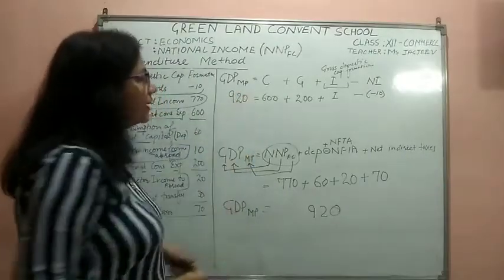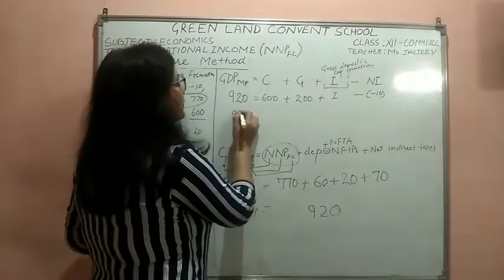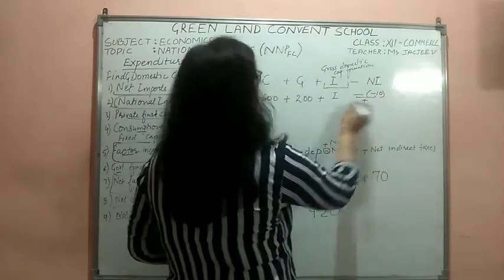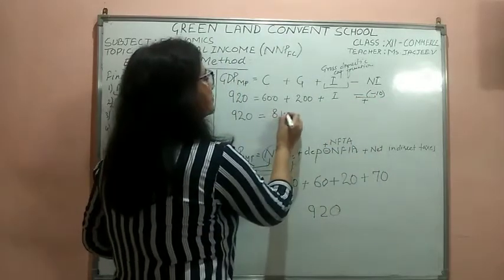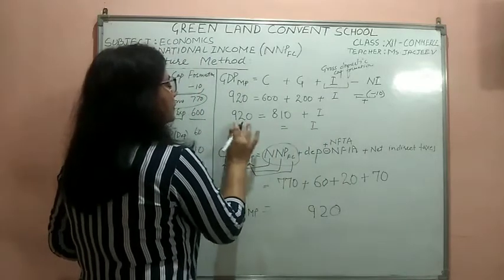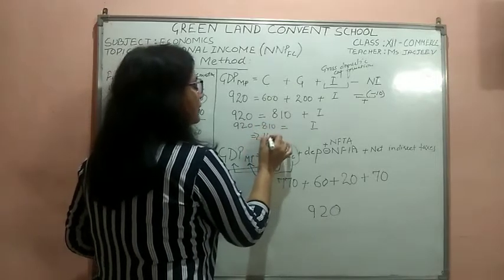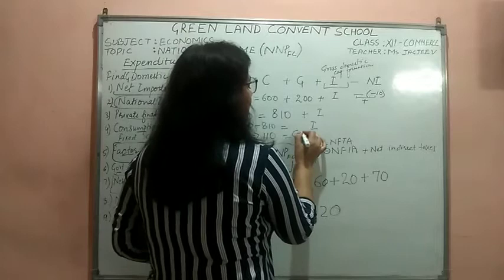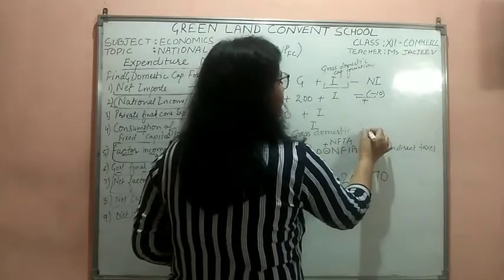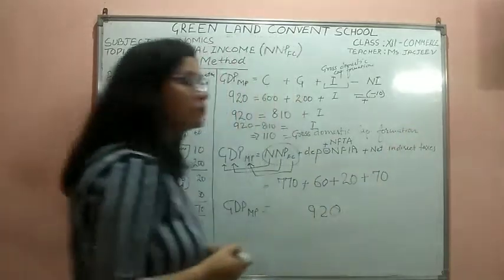Now, is it possible for you to find the gross domestic capital formation? Hope so. Yes. So 920 is equal to, here minus minus will become plus, 800, 810 plus I. Keep I here. 920 minus 810 equals 110. That would be your gross domestic capital formation. Clear, students? How we have to find it?